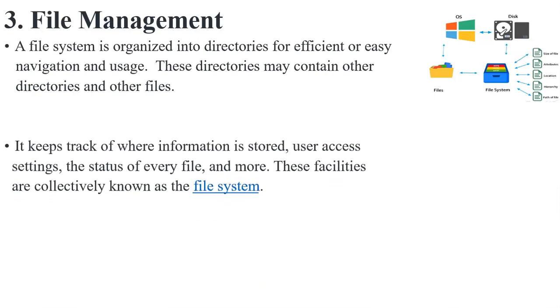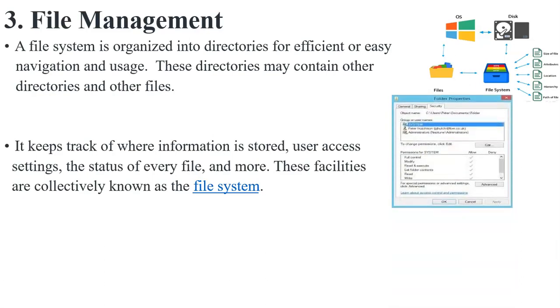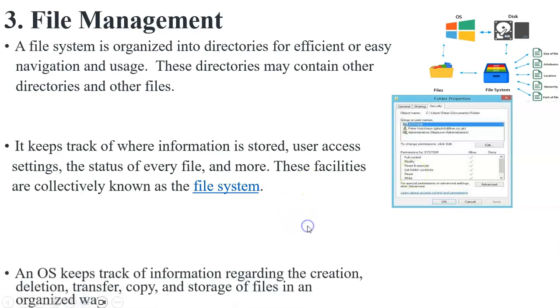Here it keeps track of where information is stored, user access settings, the status of every file, and more. These facilities are collectively called file systems. If you look at this particular diagram, or this image present over here, you can see the permissions that are given, that means who can read and who can modify or write. All these functions for a particular file can be given from here. All these facilities are also managed by the file management function.